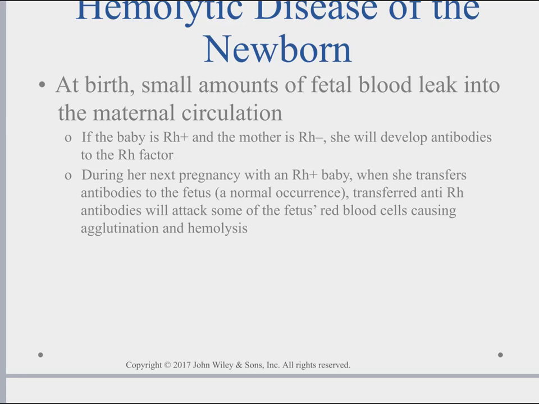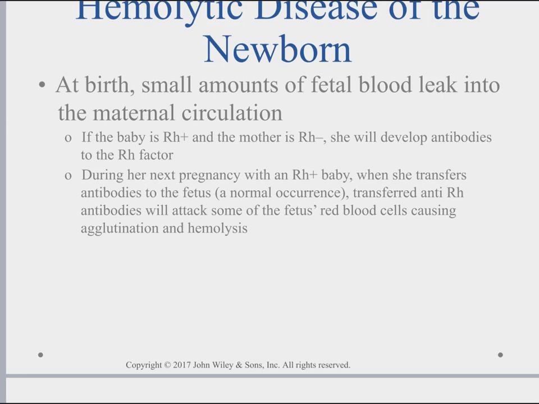So on the rare chance, remember 98% of the population is Rh positive, that a mother is negative, let's use an example as being O negative, the chances of her significant other being positive is pretty high, which means that when they conceive a child, that child will be Rh positive. Now recall that mother's blood and baby's blood do not mix. They're not a shared circulatory system.